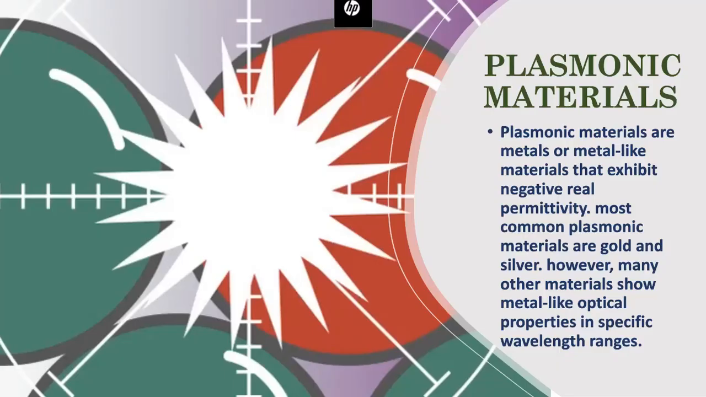Plasmonic materials. Plasmonic materials are metal or metal-like materials that exhibit negative real permittivity. Most common plasmonic materials are gold and silver. However, many other materials show metal-like optical properties in specific wavelength ranges. Plasmonic materials also include copper, graphene, and semiconductors. Various research groups are experimenting with different approaches to make plasmonic materials that exhibit lower losses and enable better optical properties.